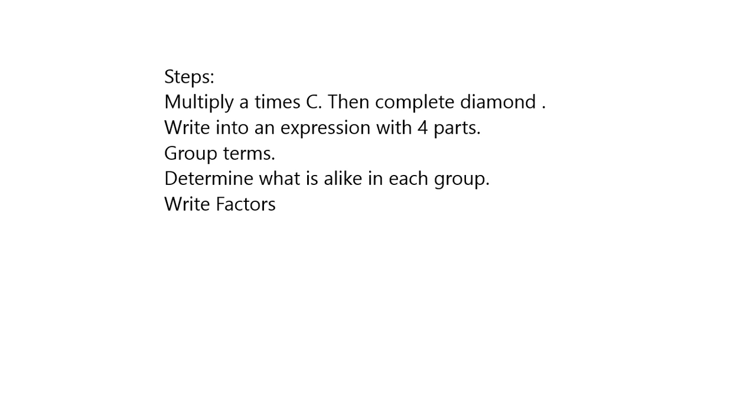Here's what I would write as steps. You're going to multiply a times c, then complete the diamond. Once the diamond is completed, you're going to write the expression into 4 parts. You're going to group the first 2 terms and the last 2 terms, keeping a plus sign in the middle. Then you're going to determine what is alike in each group and take that out to the front of each section. Then you're going to write down your factors.